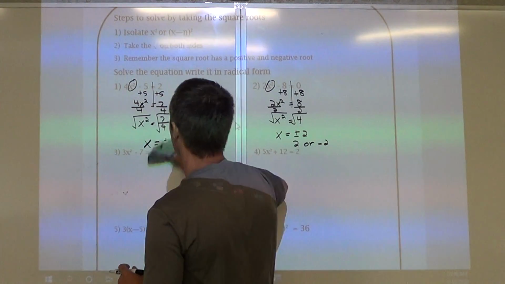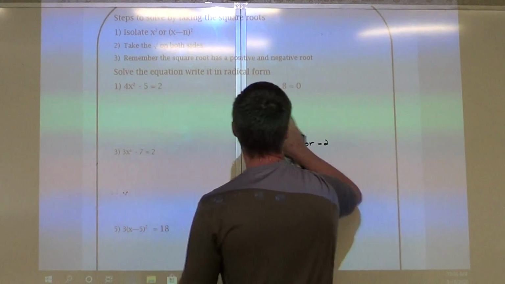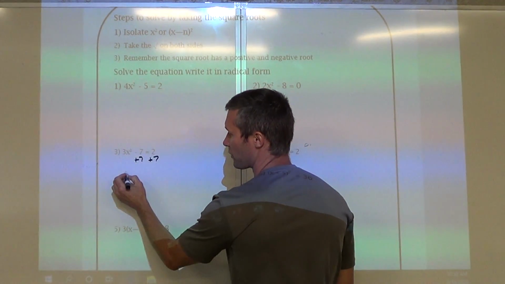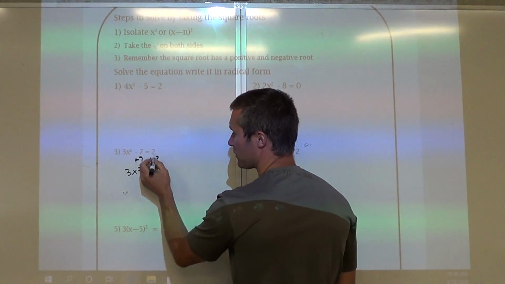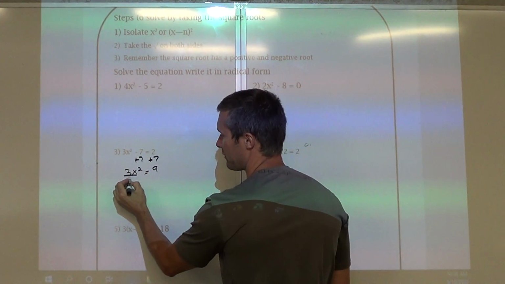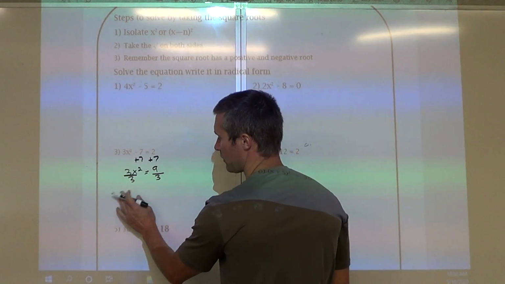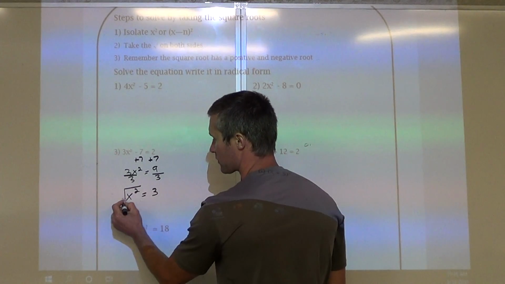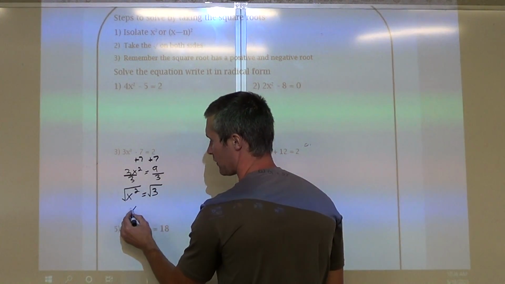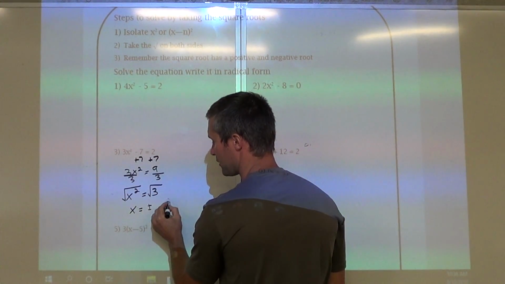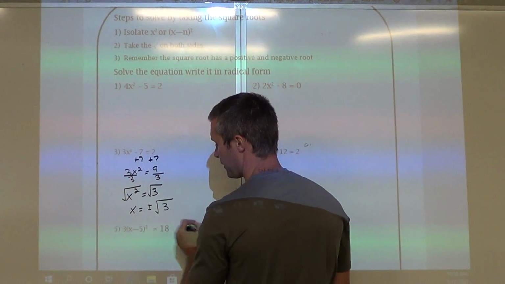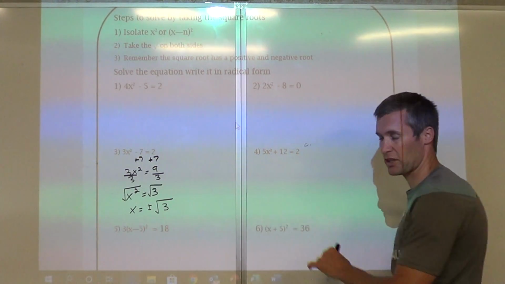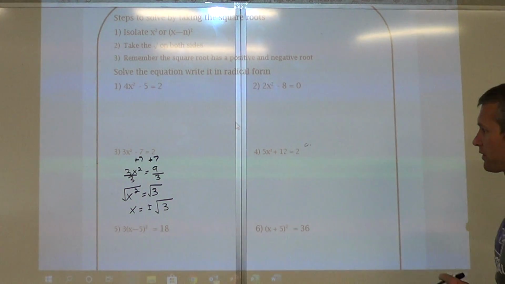As you go through it, we want to isolate. So we add 7. So 3x squared equals 9. Then we divide by 3. So x squared equals 3. And then take the square root. So x equals plus or minus the square root of 3. So again, if you can't take the square root, we're just going to leave it in what we call radical form with the square root.